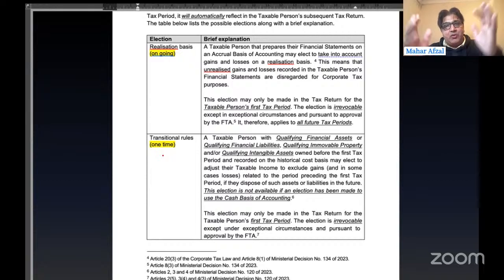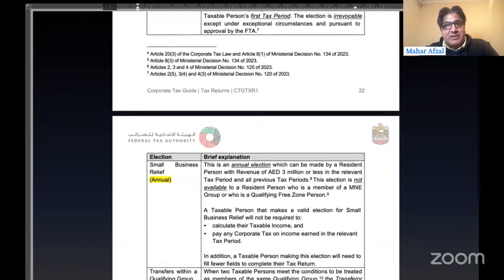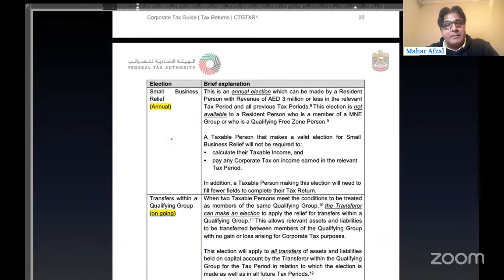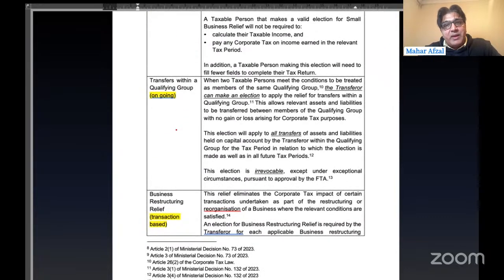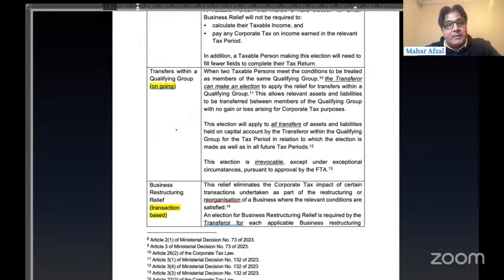Then you have an option to eliminate the gain that you earned before the start of the first tax period. This option has been given to you, but it is only a one-time exercise. You will not be required to do it again and again. Small business relief is an annual exercise up to 31st December 2026. Might be they will give an extension, might be they will not. You just need to look at it as an annual election. Transfer within a qualifying group is ongoing. Once you opt for it, it will continue and be applicable in the future as well.